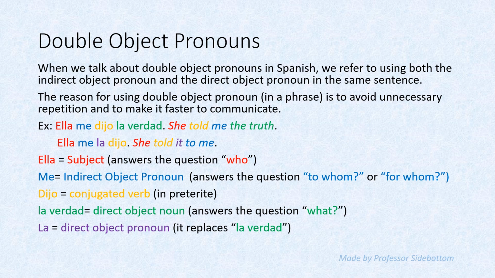Here is an example. Ella me dijo la verdad. She told me the truth. Ella me la dijo. She told it to me. A shorter version of the same statement. In these two sentences, ella is the subject, me is the indirect object pronoun, dijo is the conjugated verb in preterite, la verdad is the direct object noun, and la is the direct object pronoun that replaces la verdad.